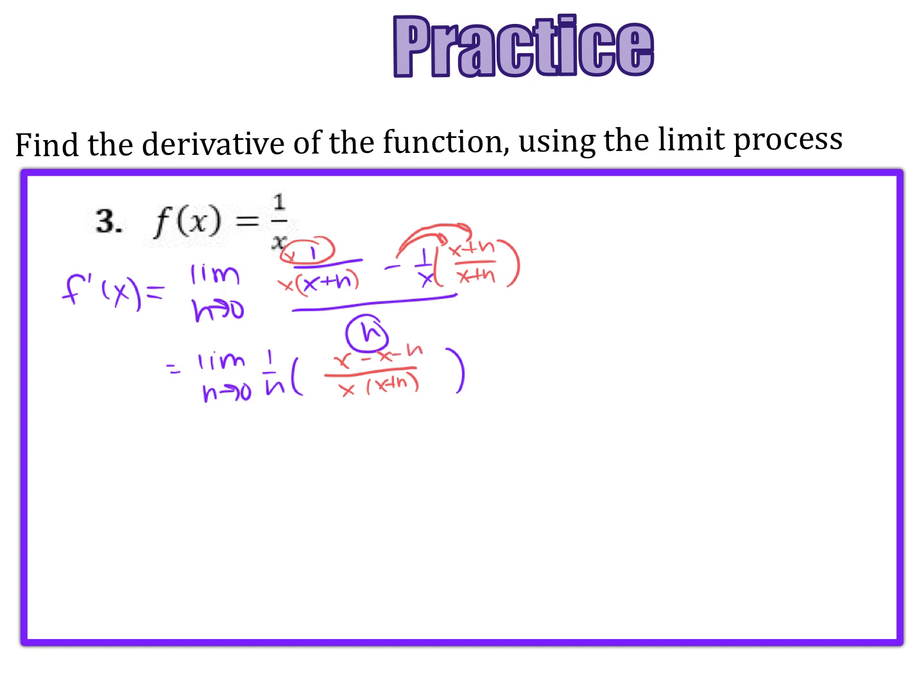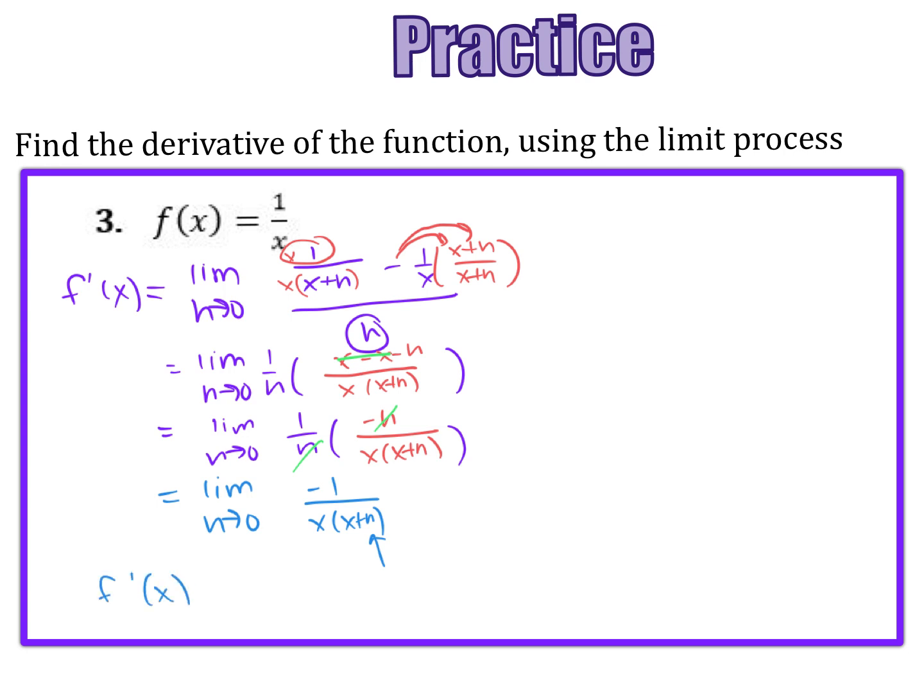And now I can combine like terms, so I have x and negative x. So I'm going to just rewrite this. The limit as h approaches 0 of 1 over h times, all that's left in the numerator here is minus h, and in the denominator we have x times x plus h. Well, look, these h's can divide out, so now we're going to have the limit as h approaches 0 of -1 over x times x plus h, and we can use direct substitution now, because if I plug in 0 for h, I'm going to get -1 over x times x, or -1 over x squared. So that is our derivative.